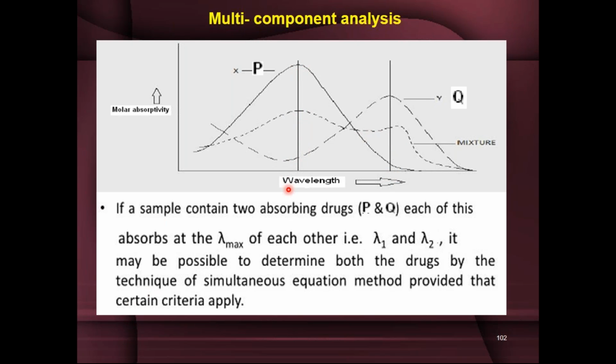You have to choose lambda 1 in such a way that the absorbance of P is greater than the absorbance of Q. It is true, so you can choose it. Lambda 2, if you choose here, then you have to choose it in such a way that absorbance of Q is greater than absorbance of P. That's also true, so you can choose this.